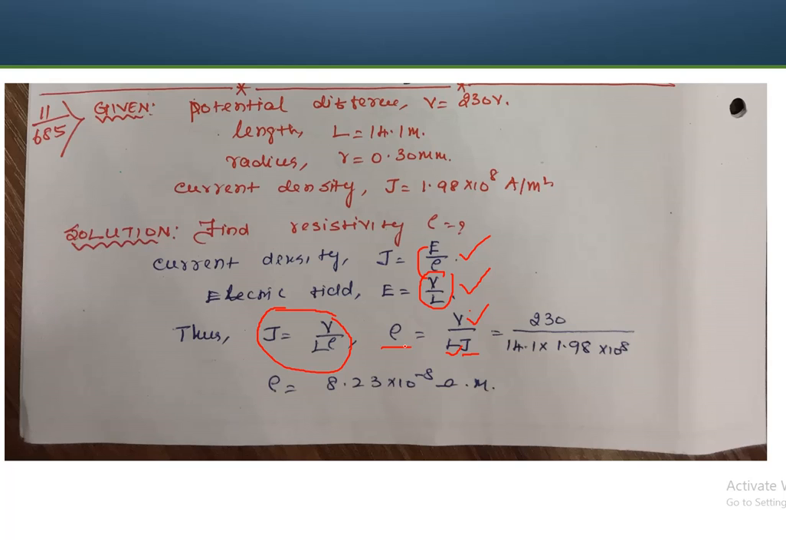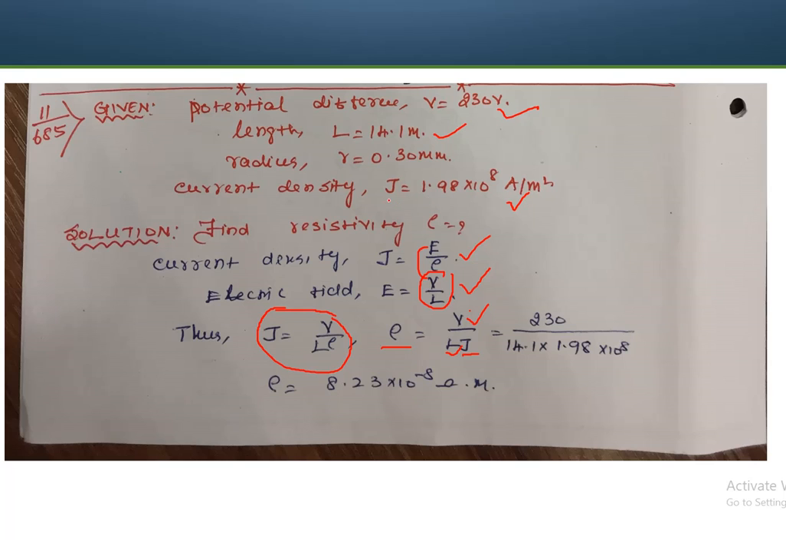From that, we can calculate the value of rho. Rho is equal to V divided by Lj. Now try to find, do we know all these values, or is all the data given or not? Yes. V, the voltage, of course it is given, 230 volt. L, the length of the wire, is also given, and J, current density, is also given.